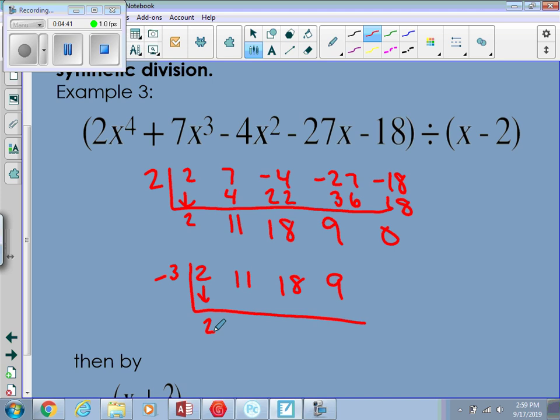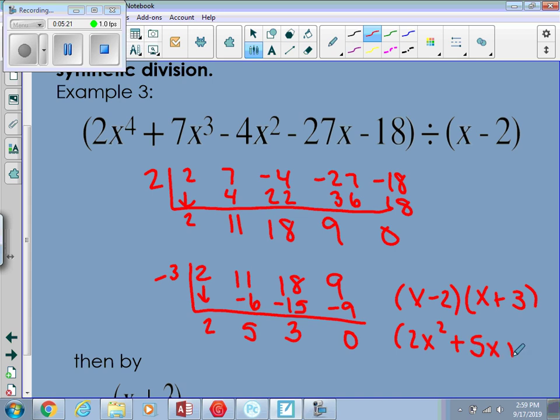So we get 2 times negative 3, which gives us negative 6. So negative 6 plus 11 gives us 5. Negative 3 times 5 gives us negative 15. So we get a positive 3 there. Negative 3 times 3 gives us a 9, and it's negative, so we get another 0. So what that means is we could rewrite this as x minus 2, x plus 3. Remember, because they're always opposite in sign. And then here on this last step, we've got 2x squared plus 5x plus 3.